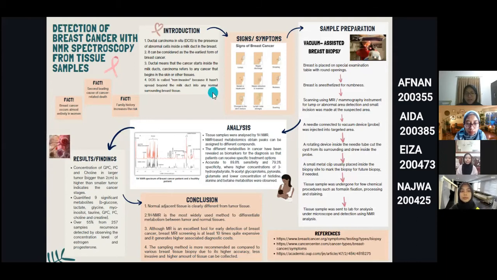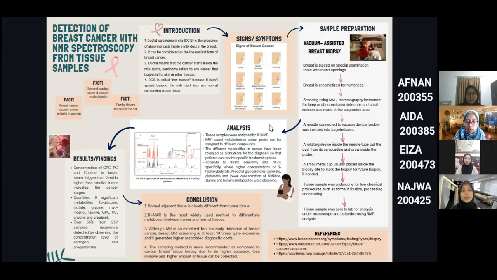Next, NMR spectroscopy combined with pattern recognition techniques is a helpful tool in tumor metabolic profiling, as it has the potential to obtain comprehensive characteristics and pathways between tumor tissues and healthy tissues. With percent sensitivity and 79.3% specificity, higher concentrations of 3-hydroxybutyrate, acetyl glycoproteins, pyruvate, and glutamate, and low concentrations of histidine, alanine, and betaine metabolites were observed.